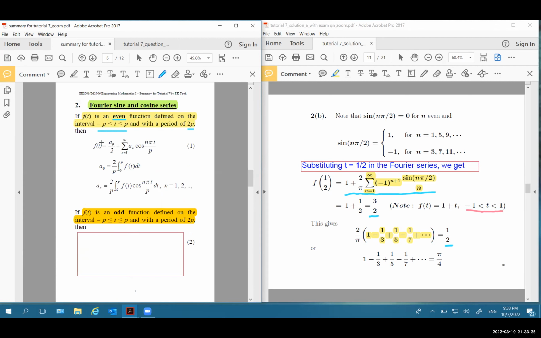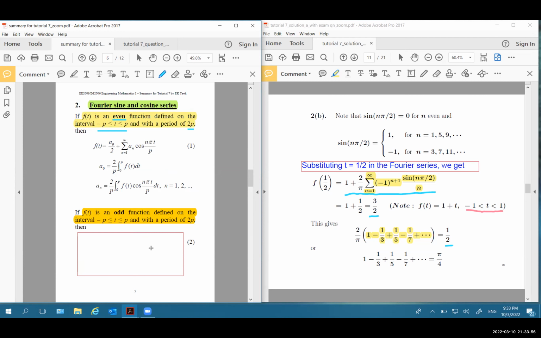So this is our Fourier series. Because bn is 0, you don't get the sine term; you see only the cosine term. Therefore, we also call it another name: we call this a Fourier cosine series.